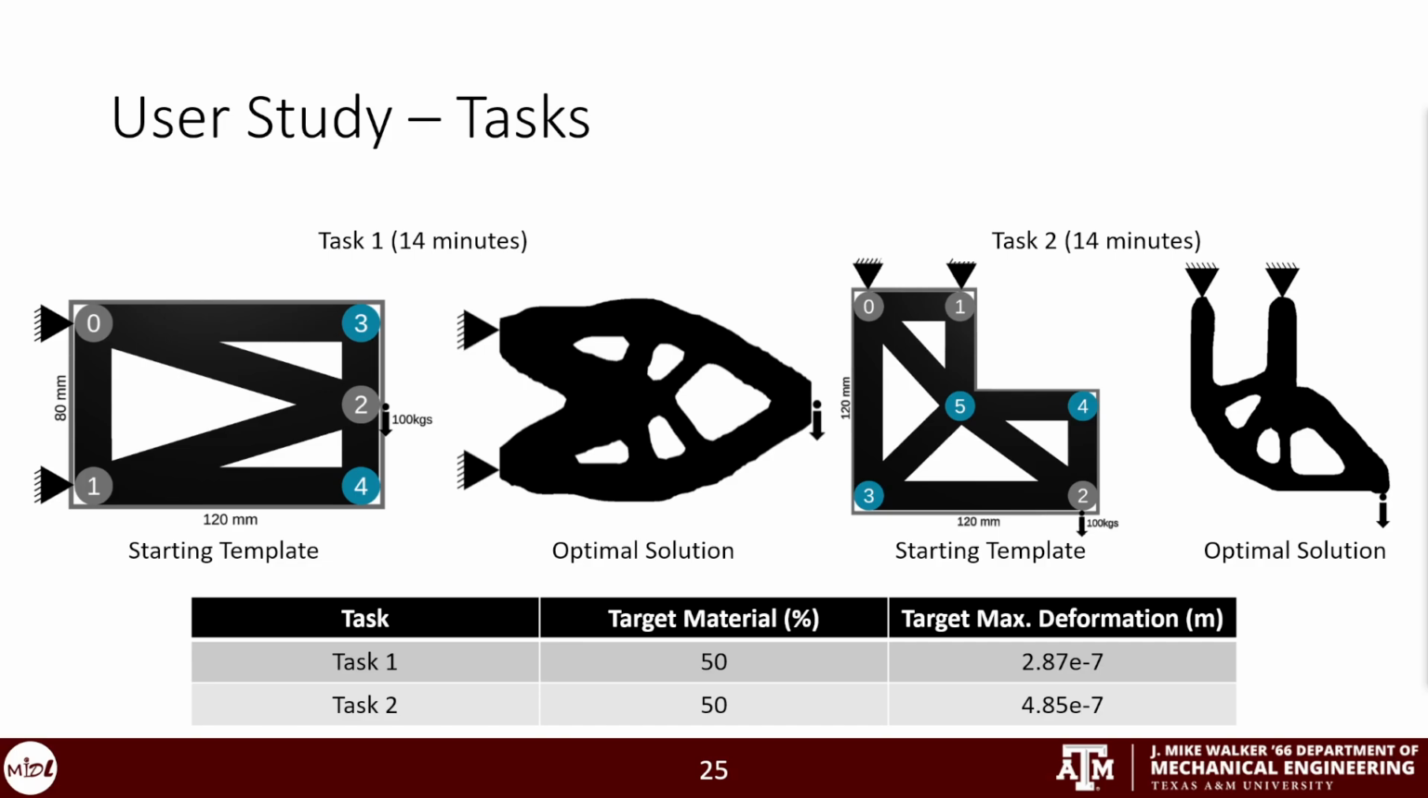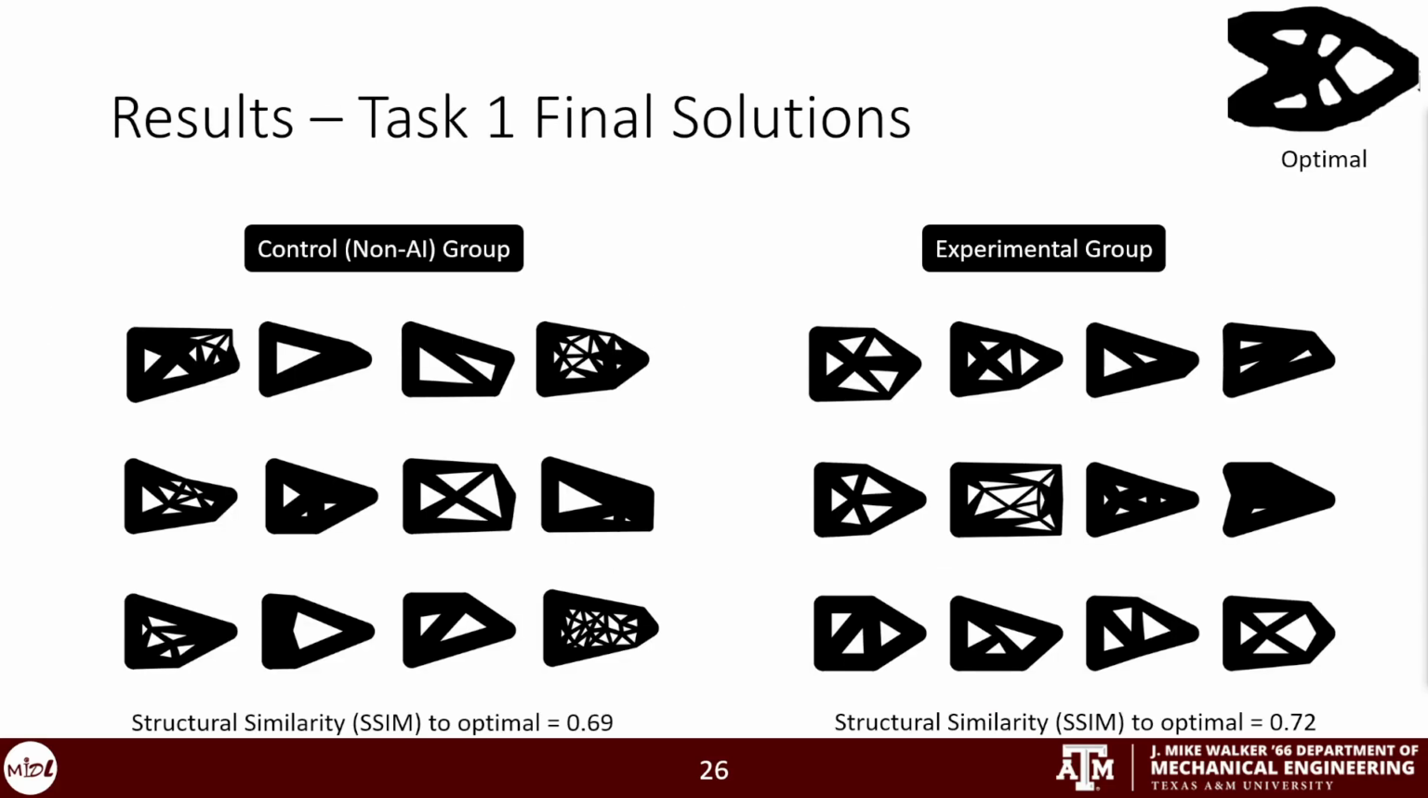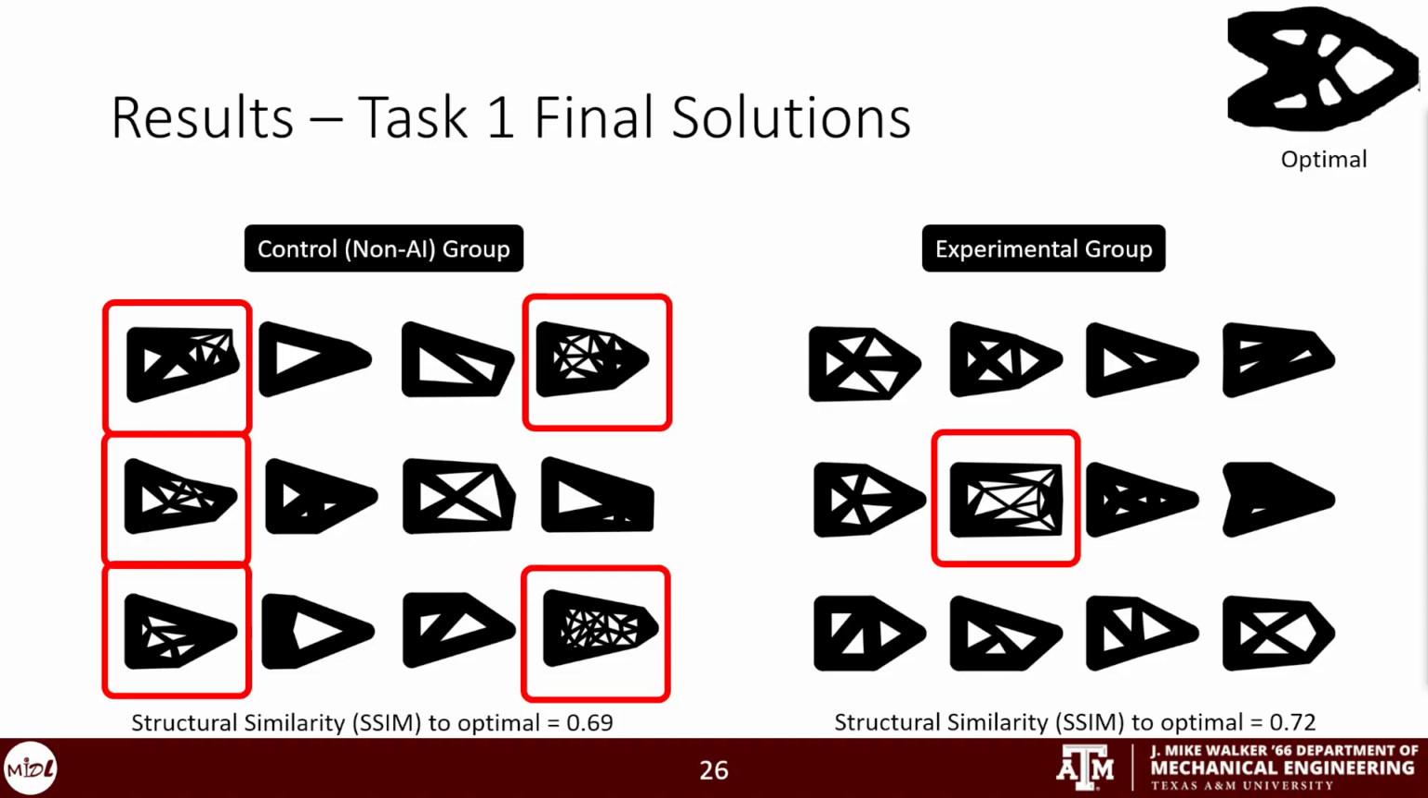So with that, let's take a look at some of the results and findings. These are the final solutions from both groups for task 1. Task 1 proved to be challenging for all the participants, with only one control group participant meeting the objectives. When asked about their approach, they said it was mostly trial and error and they weren't sure why it worked. Now visually, we can see some clear differences between the groups. The control group tended to explore more topologically complex structures, while the experimental group worked with simpler node arrangements with stronger resemblance to the optimal structure.